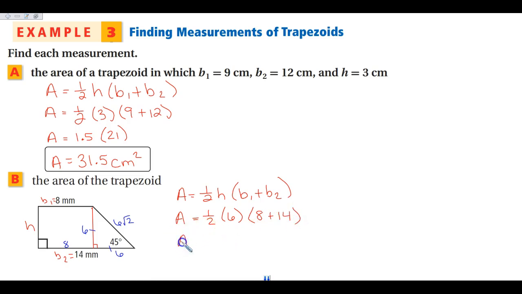So 1/2 of 6 is 3. 8 plus 14 is 22. And when I multiply these together, I am going to get 66. And my unit is millimeters, so it is millimeters squared.